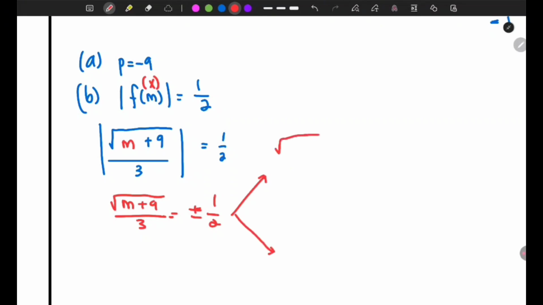So one is third root. Actually this one, sometimes people call it third root, sometimes call it square root. You will learn all this in chapter 4, okay? Indices, surds, logarithm, that chapter. Some people call it surd, some people call it square root. I prefer to call it surd. Third root of M plus 9 over 3, and your positive here and your negative here.